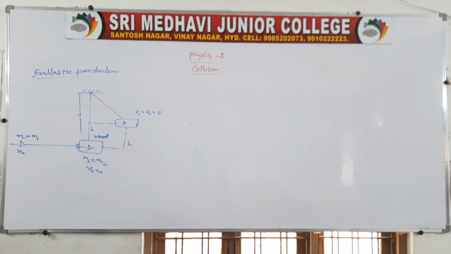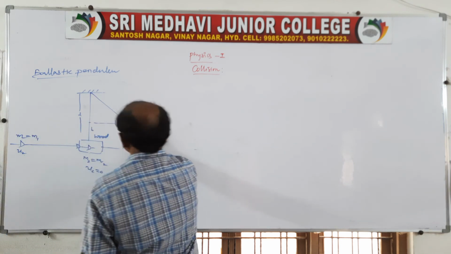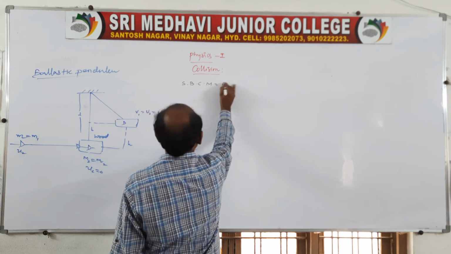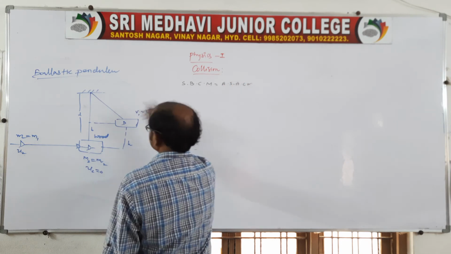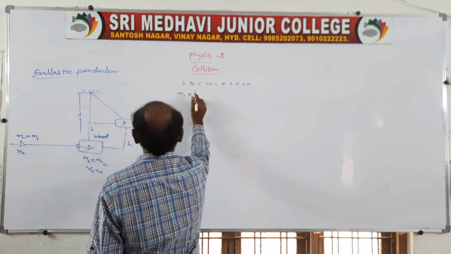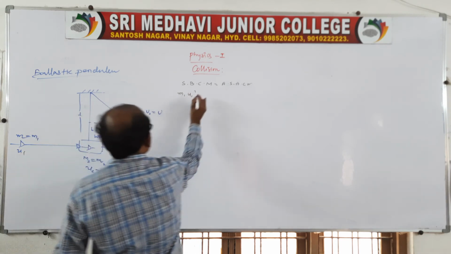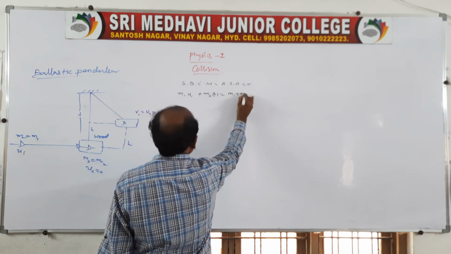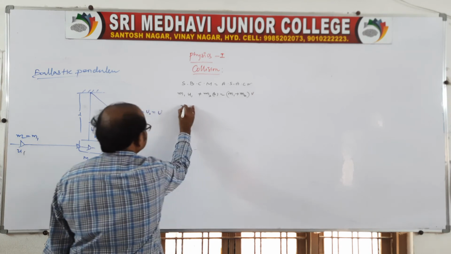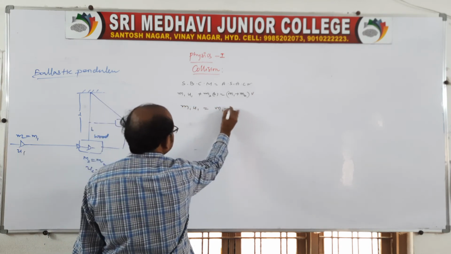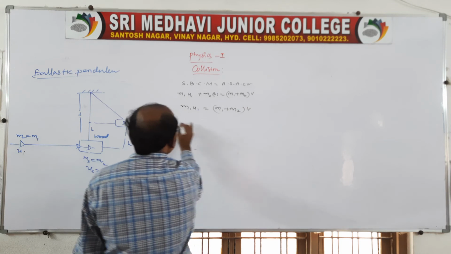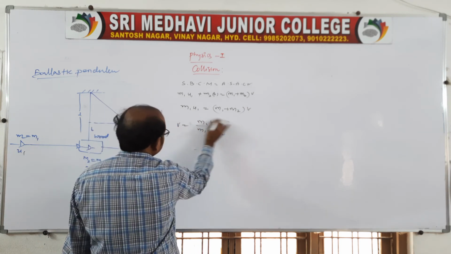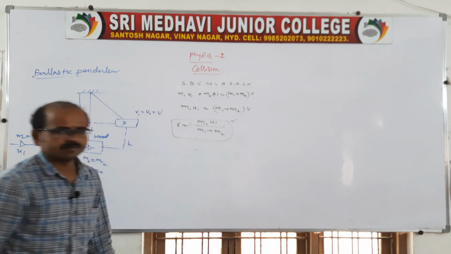According to the conservation of linear momentum, the sum of the momentum before collision is equal to the sum of the momentum after collision. Before collision it is m1 u1 plus m2 times 0, since the second body is at rest, and after collision both move with common speed v. Therefore m1 u1 is equal to (m1 plus m2) v. This type of pendulum we call a ballistic pendulum.